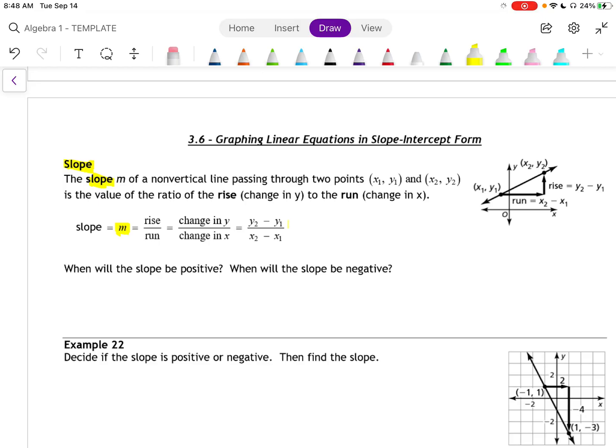And we have this formula here for if we have 2 points, right? Here's our points x1, y1, x2, and y2. We do the y's subtracted on top and the x's subtracted on bottom.